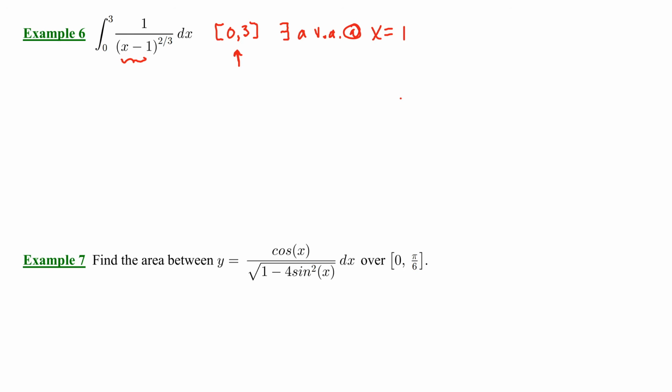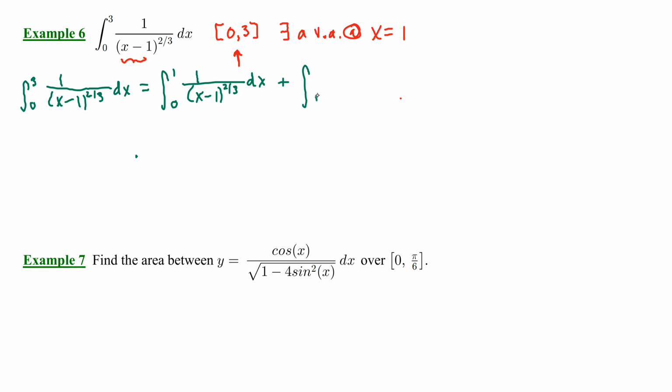So we need to make it proper. So we're going to take our integral from 0 to 3 and we're going to split it to the left of that asymptote and to the right. So we're going to split it up as the integral from 0 to 1 of 1 over (x minus 1) to the 2/3. And then we're going to add that to the integral from 1 to 3 of 1 over (x minus 1) to the 2/3.